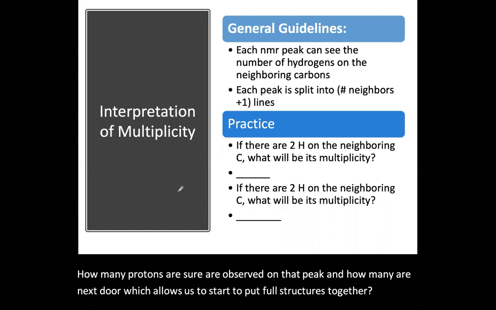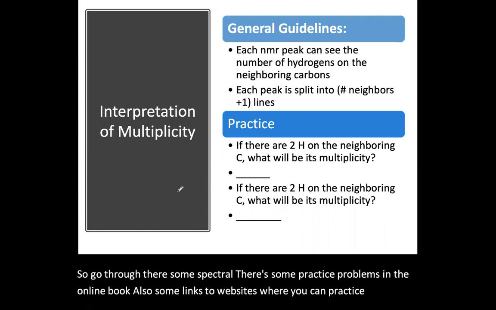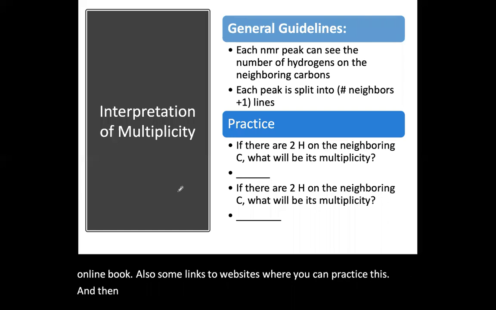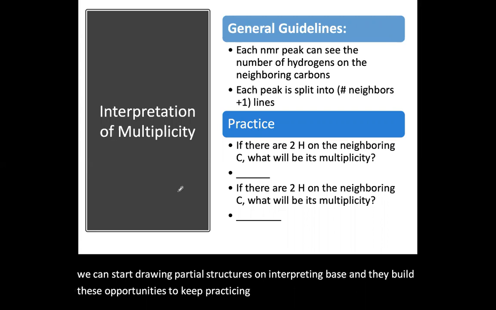So go through, there are some practice problems in the online book, also some links to websites where you can practice this. And then in the next video, we go through and start making data tables so we can start drawing partial structures and interpreting these. And there'll be those opportunities to keep practicing interpretation. So good luck, this is fun, but it takes some practice.